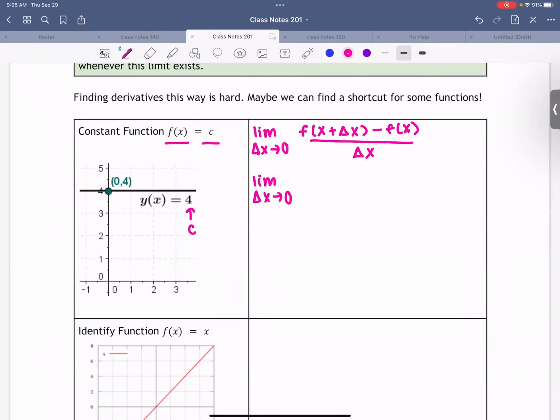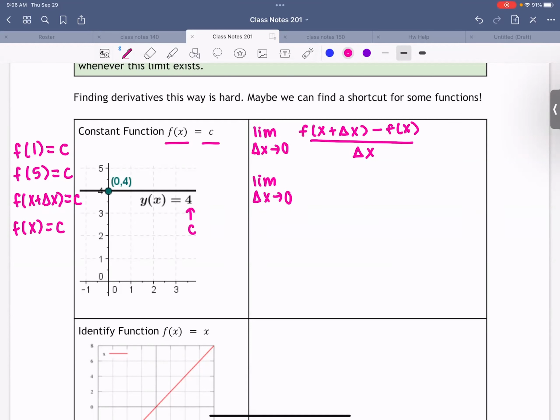Okay, so if f of x is c, what would f of 1 be? What's f of 1? Four, or in this case, c, right? Since 4 takes the place of c, okay? What would f of 5 be? 4 or c, good. What would f of x plus delta x be? C, good. What would f of x be? C, good, for any value x, okay?